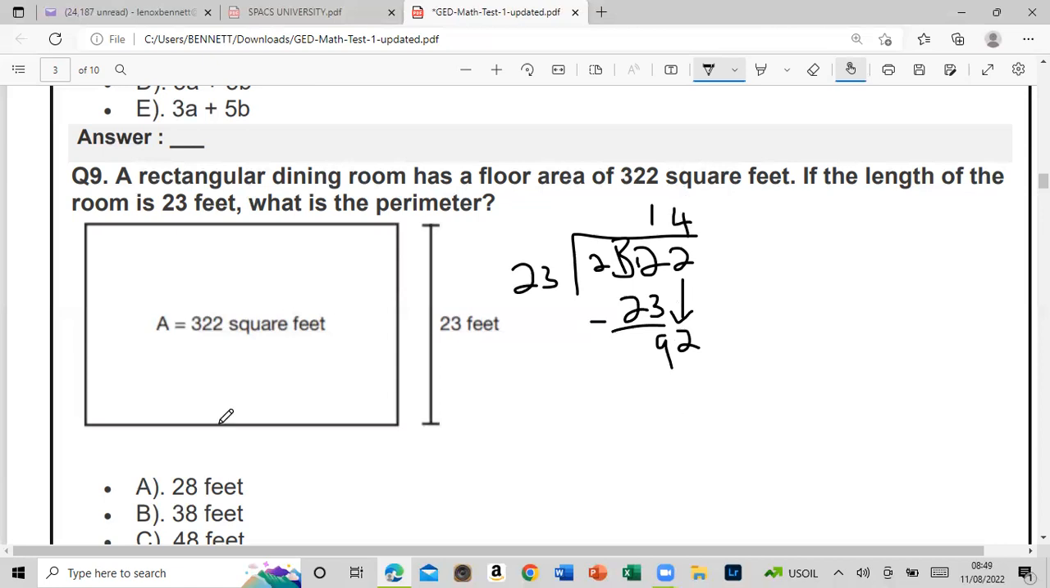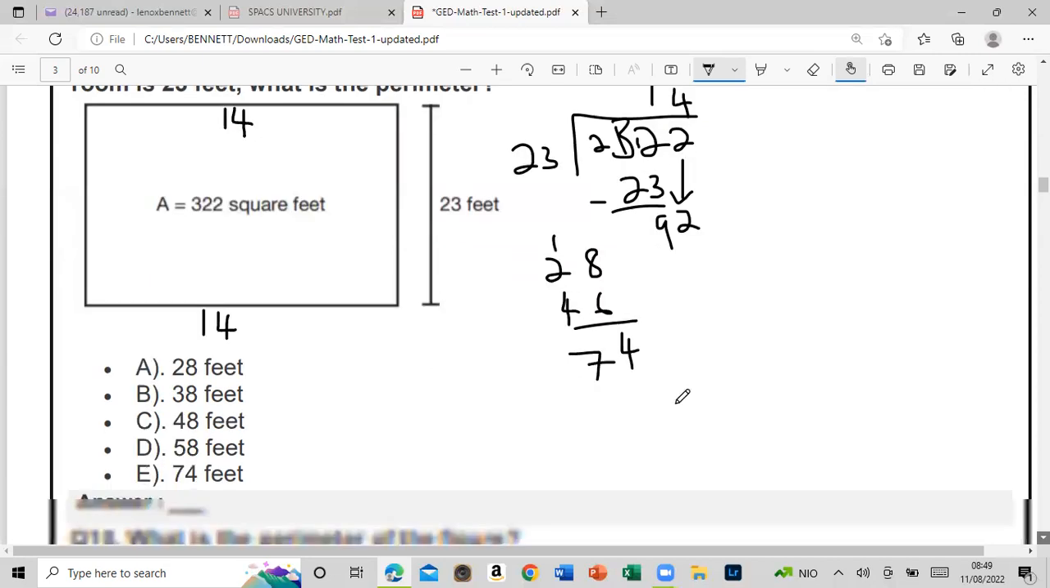Alright, so what it means right here, it's 14, right? So this side is opposite, which is also equal, so that's 28. So the answer would be 28 plus 46 for the perimeter. Let's see, 6 and 8, that's 14. I'm not seeing the answer, 74. I'm going to just scroll down. Should be 74. Okay, it's there, it's there.